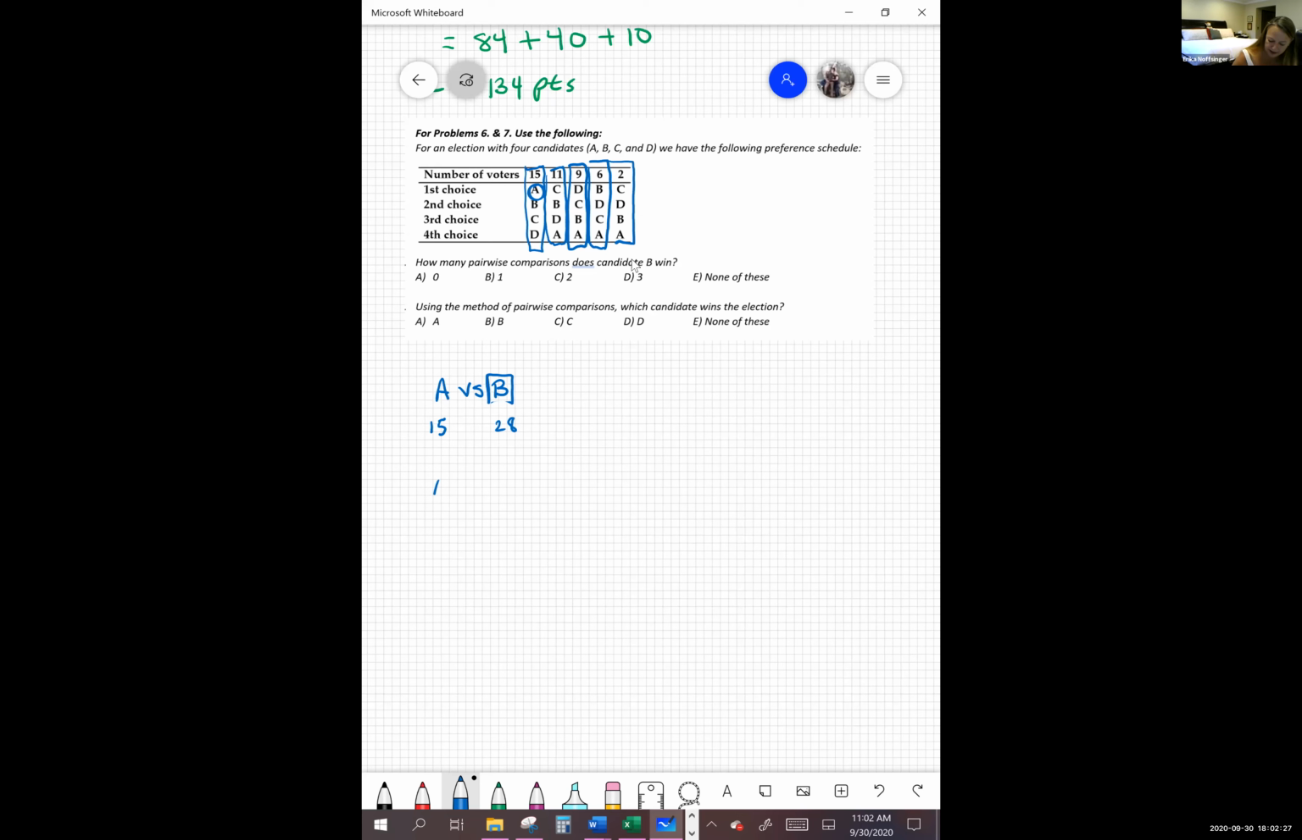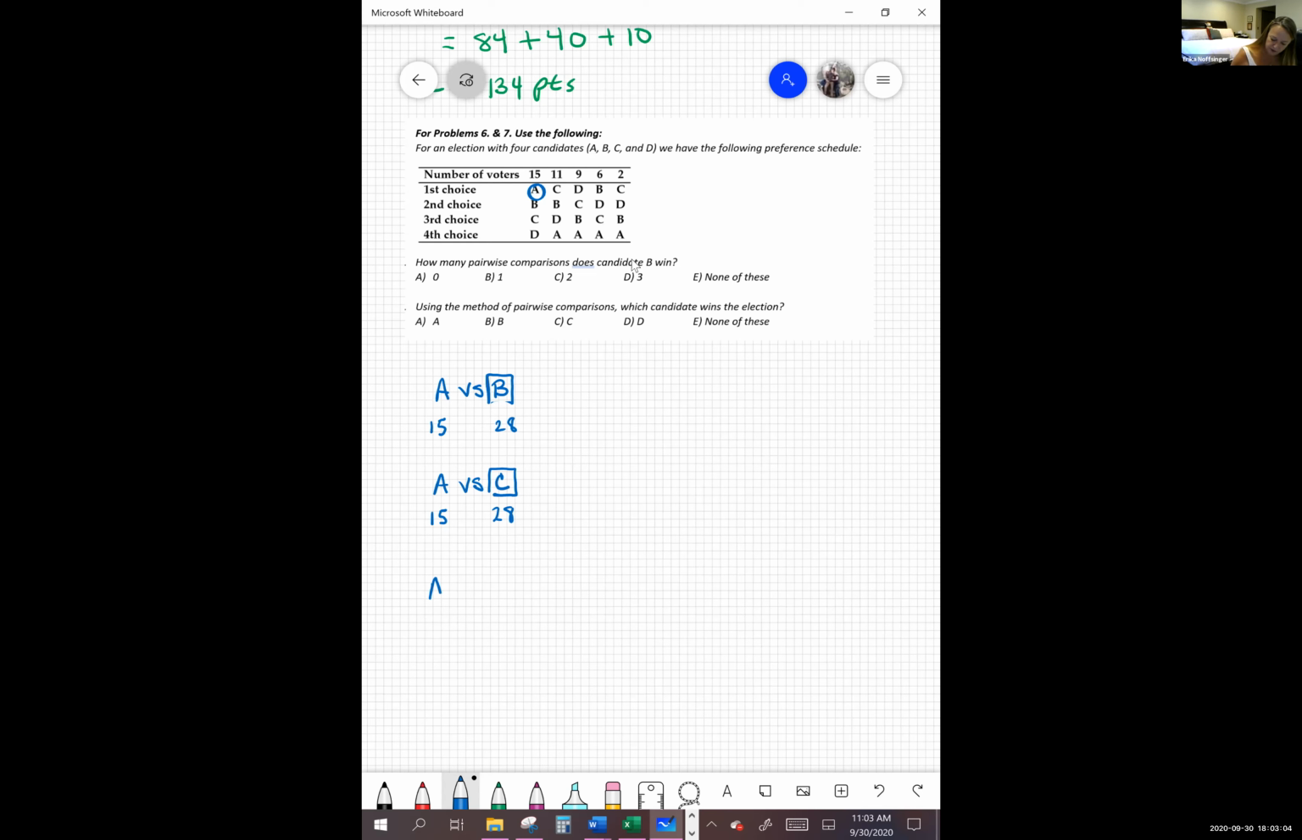So now we want to look at A versus C. So you're going to go through and do the same thing. So maybe let's just circle where A is the winner. So A wins here. C is winning here, so I'm not going to circle it. C is winning there, C is winning here, and C is winning there. Okay, so A only has 15 and C has the same amount as B did, which was 28. And so C is the winner in this case.